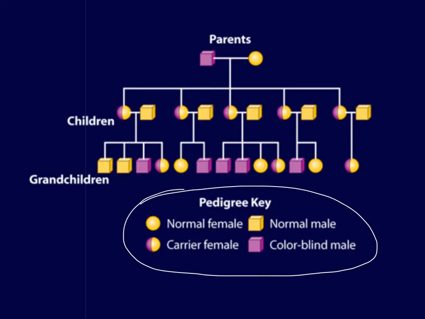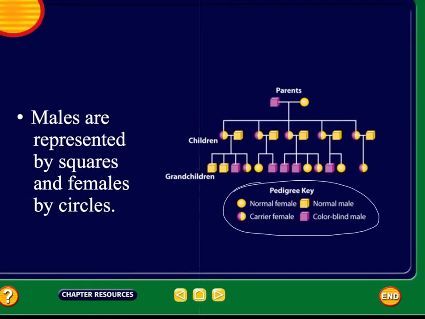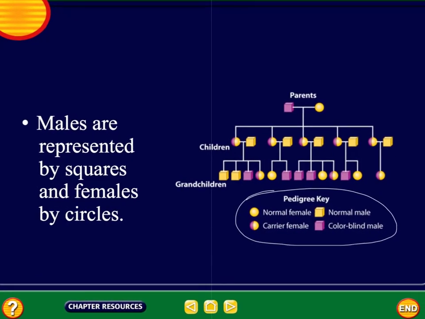Something else that's very important to note, and is here in the PowerPoint, is that males in a pedigree are typically represented by squares, and females are represented by circles. So in this pedigree, you can see this here is a male, this here is a female, and that's important information for you to know.